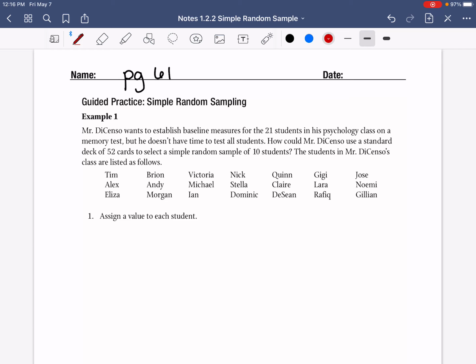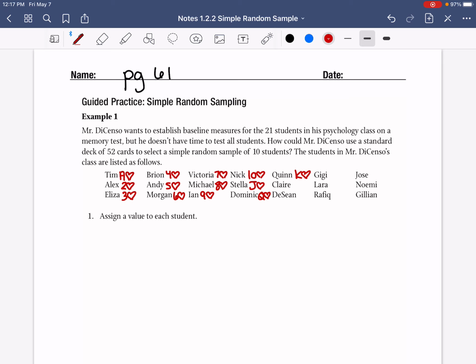So we're going to do Tim. He's going to be the ace of hearts. Alex is going to be the 2 of hearts, 3 of hearts, and I'm just going to keep going until I run out of hearts. 4 of hearts, 5 of hearts, 6 of hearts, 7, 8, 9 of hearts. Then we have a 10 of hearts, and then it goes Jack of hearts, Queen of hearts, King of hearts.